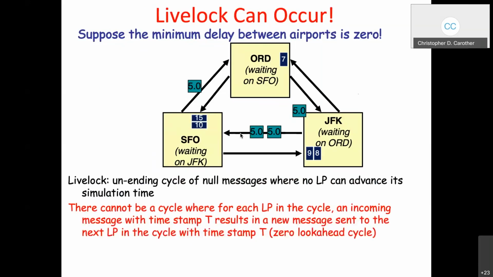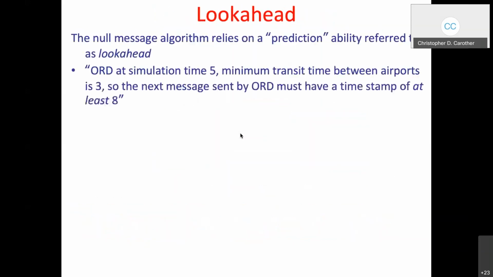Essentially, what you end up needing to do here is practically calculate a global virtual time, and then figure out that ORD has the smallest event in the system at 7, and then you can move forward. But otherwise, without having that, you wouldn't be able to advance simulation time. So this gets into this idea, this sort of minimum timestamp into the future we call a look ahead.